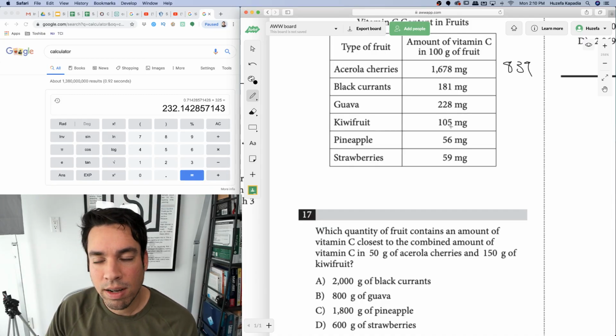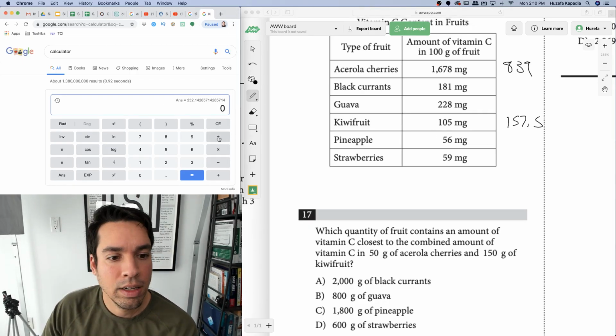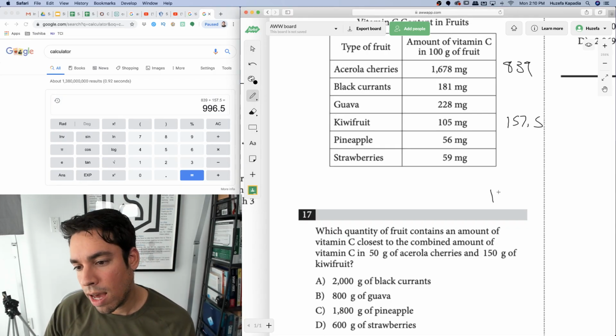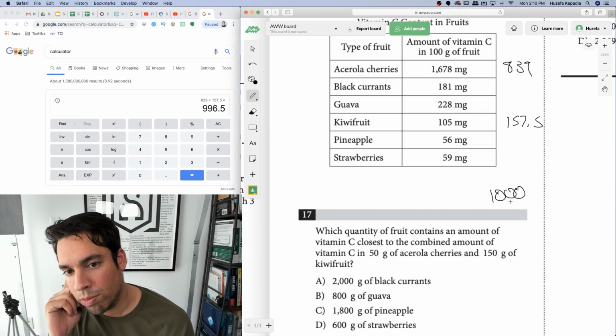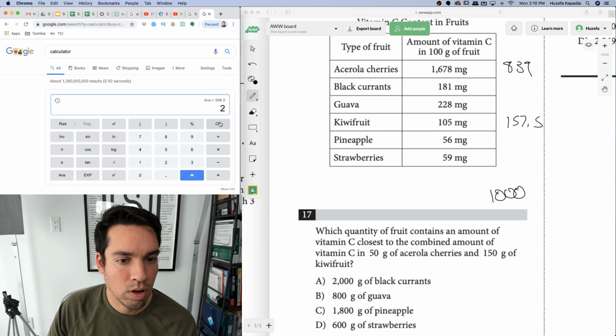And 150 grams of kiwi. That's 1.5 times that, which is, I can do it mentally, 157.5. But if you didn't know that, just multiply that by 1.5 on your calculator. So 839 plus that is 996. So it's about 1,000. Okay. About 1,000 milligrams. So which would be 1,000 milligrams? 2,000. That would be 20 times 181. That's wrong for sure.